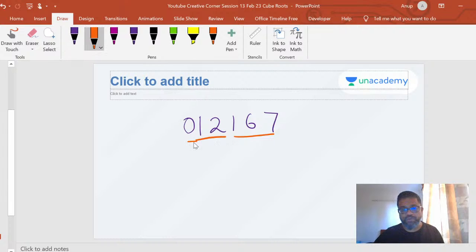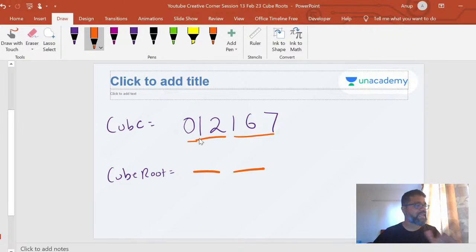Now, how many groups of 3? This is the cube, and you need to find out the cube root of this, right? This is what the answer is. So the first clue is how many groups of 3 there are. That means the cube root is a 2-digit number. That I can say for sure. That's guaranteed: the cube root is a 2-digit number.